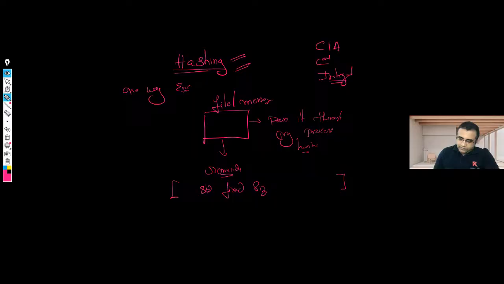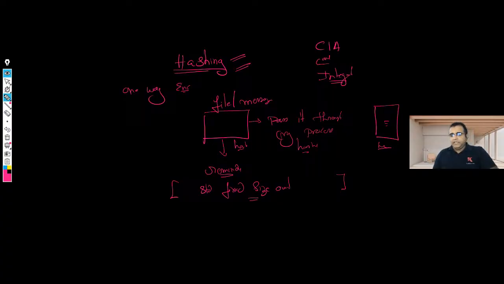Now when the original message reaches the destination, they again calculate the hash value there as well. The hash value that was sent has to match the hash value that was calculated on the destination machine. And if the hash value remains the same, that means the file has not been modified.